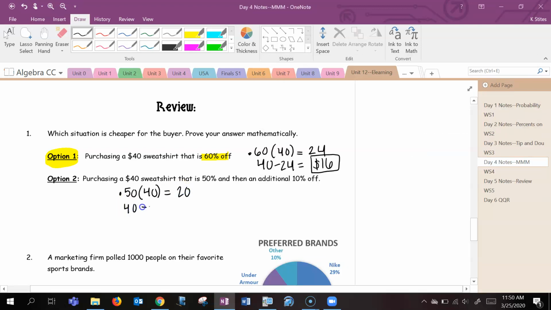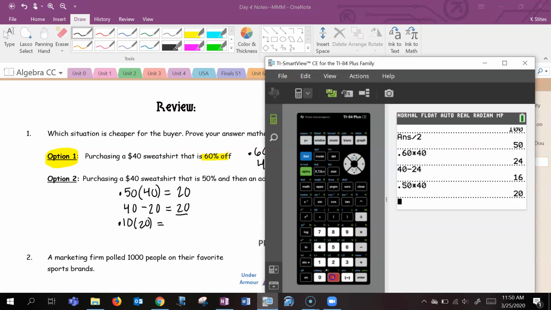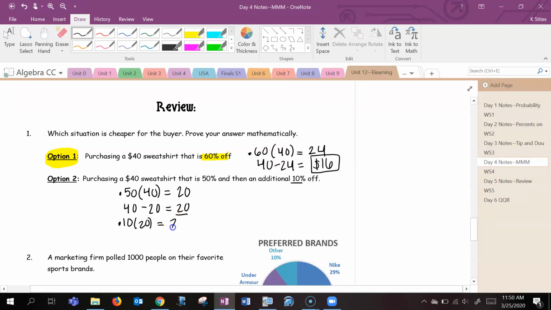So again, we can subtract that off of the 40. Again, that's just going to be the same thing because 50% is half off. But now we're taking an additional 10% off of that. So 0.10 times your new cost, 20, is 2. And that's your discount. So now subtract it from your 20 and it'll be $18. Okay, so the 60% off is better for you by $2.